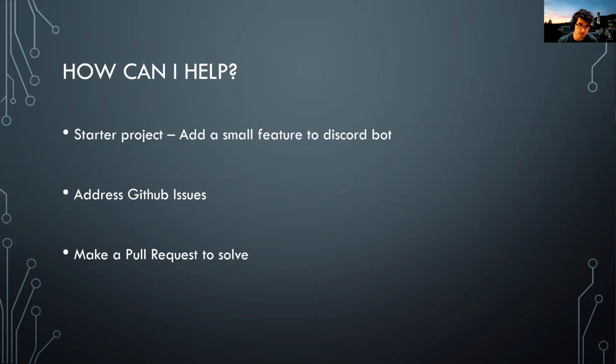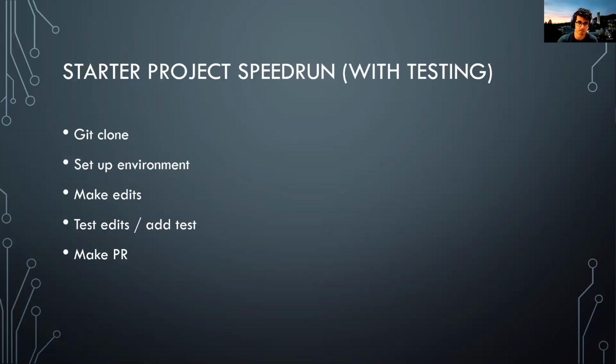To get started on this, I'm going to do a demonstration of the starter project speedrun, where I'm going to add in a feature and go from there. The key thing here is that I'm going to assume knowledge of basic Python as well as Git. If you don't have that, there are lots of great online tutorials. In the interest of time, I'm going to keep this short and sweet.